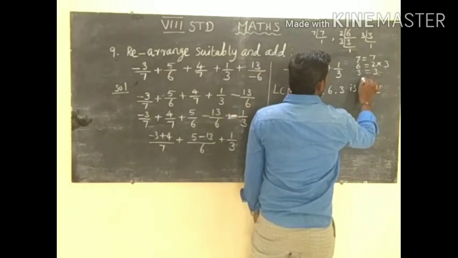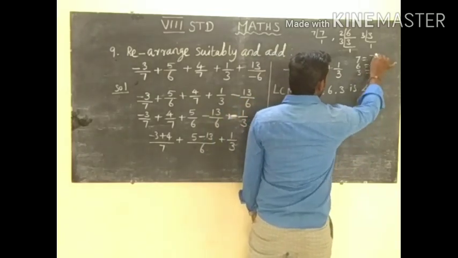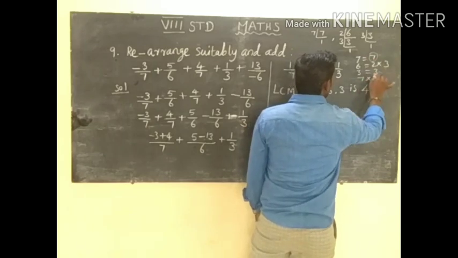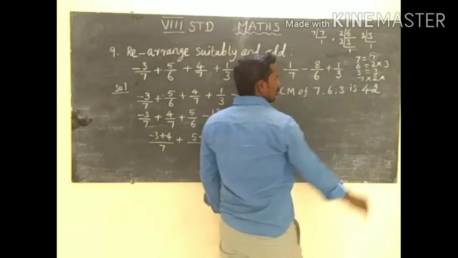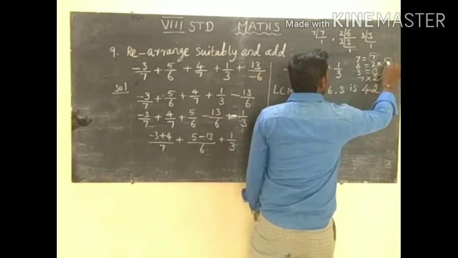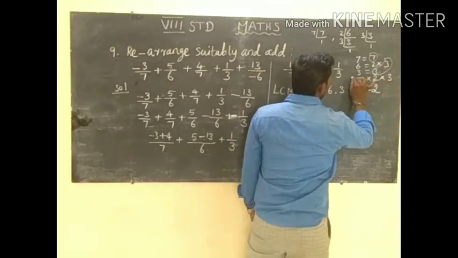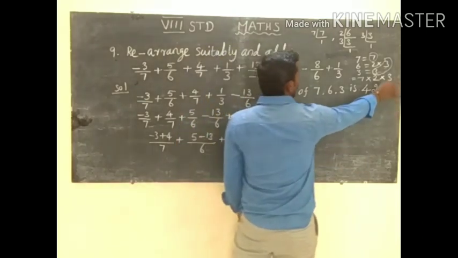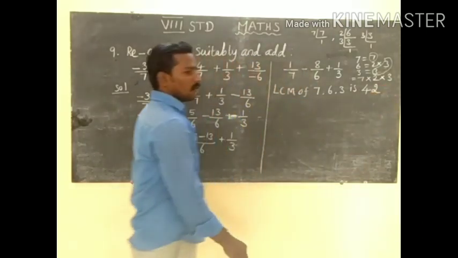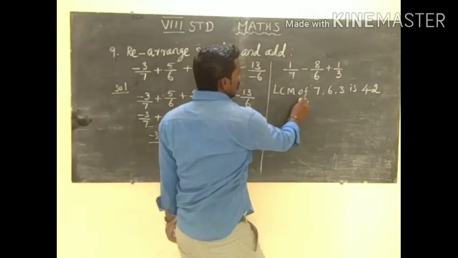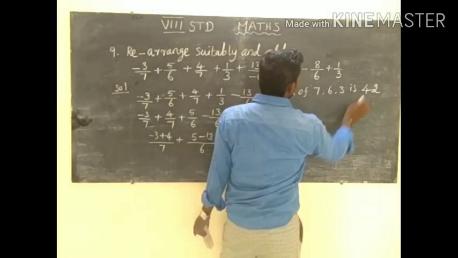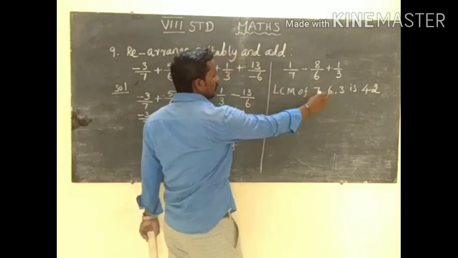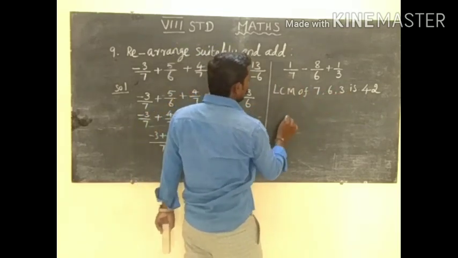Next, the LCM of the given three numbers. 7 appears only one time, so 7. 2 also appears one time. 3 appears two times, but we write it only one time. So 7 twos are 14, 14 threes are 42. This is the method of finding LCM. The LCM of 7, 6, 3 is 42. So converting all the fractions into like fractions, with denominator 42.